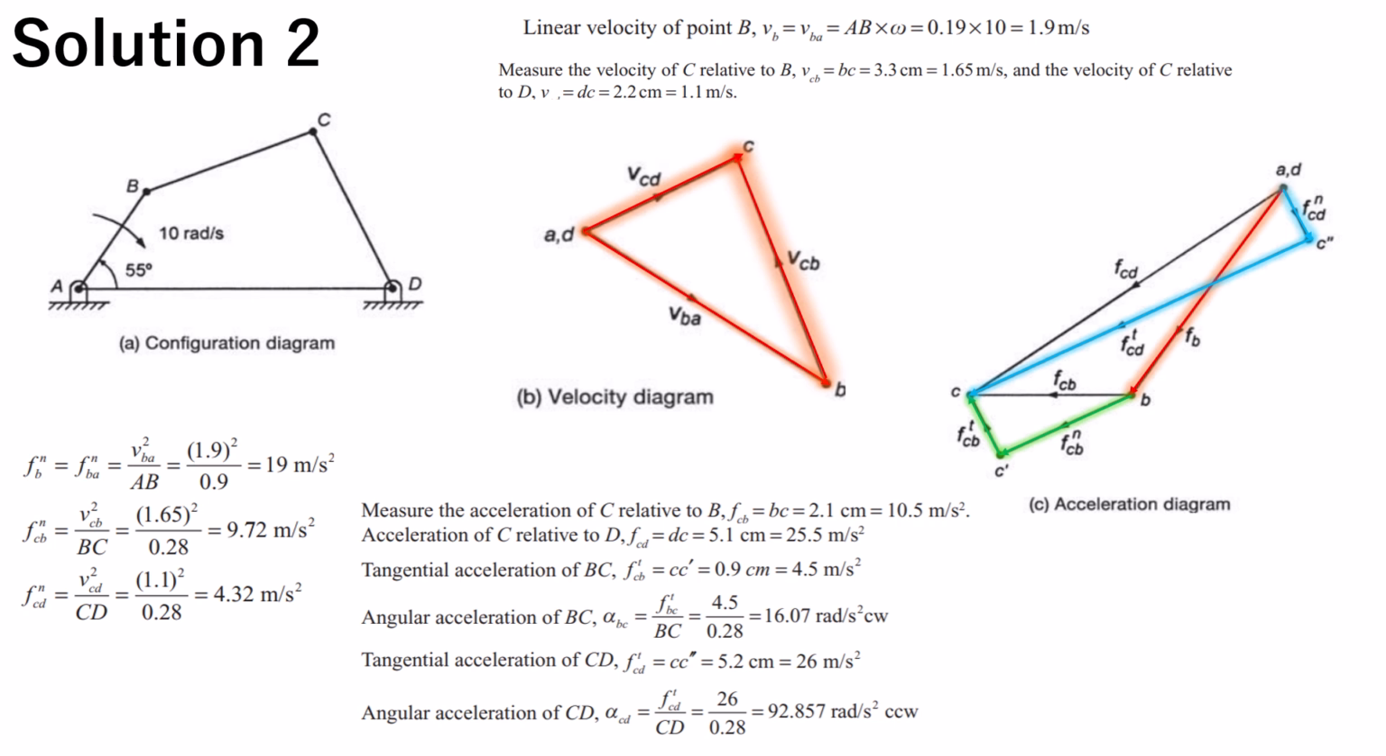We also now have the value of the tangential acceleration of C with respect to D, and that gives us a value of 26 meters per second squared. And we can therefore get the angular acceleration of CD by dividing the tangential acceleration of C with respect to D by the link length CD, and we get a value of 92.857 radians per second squared.